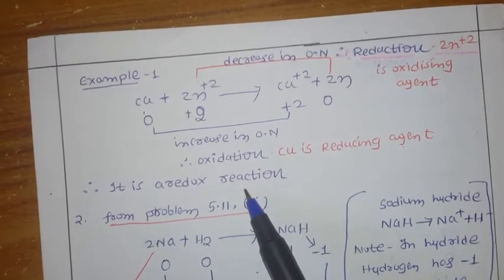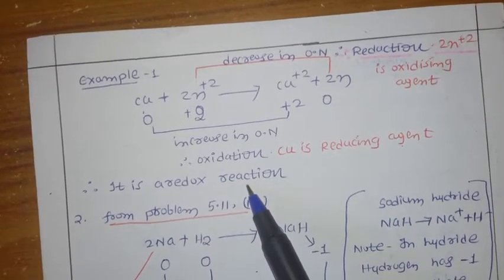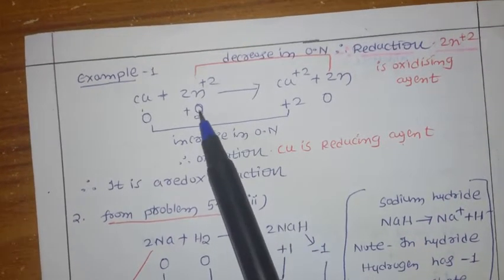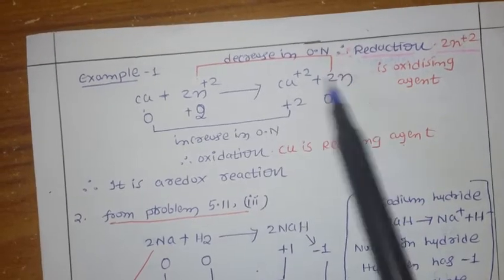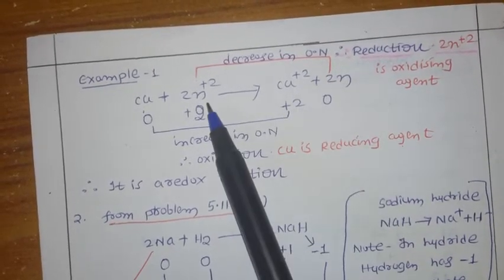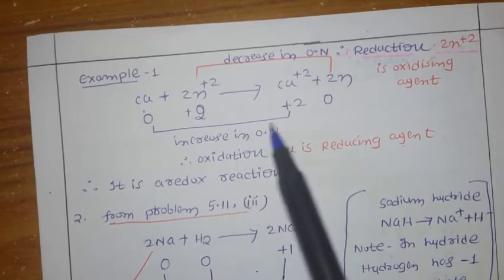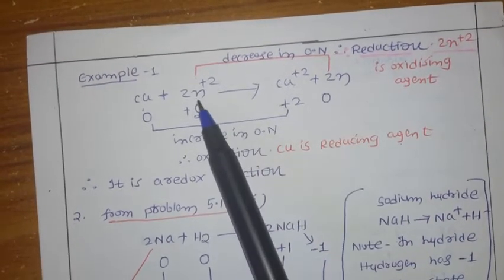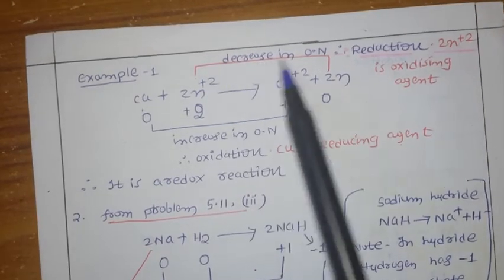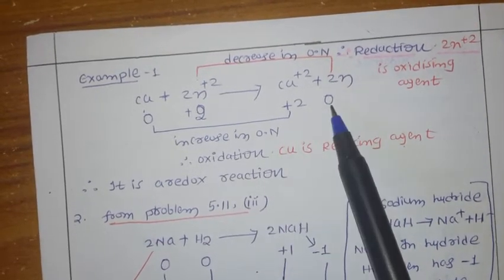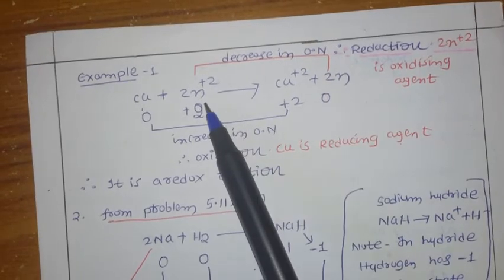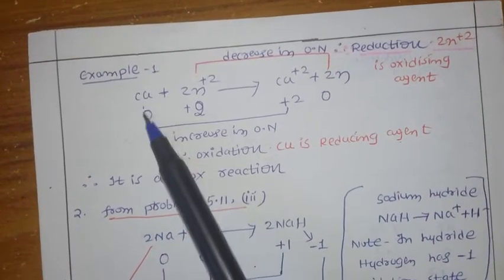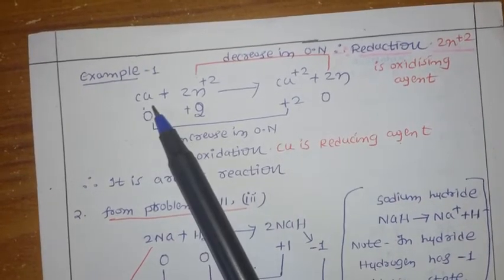Now in a redox reaction, you have to find out which is the oxidizing agent and which is the reducing agent. The species which undergoes reduction is called the oxidizing agent. The species which undergoes oxidation is called the reducing agent. In this reaction, Zn2+ is converted into zinc, that is +2 converted into 0. This is a reduction, so Zn2+ is the oxidizing agent. Copper undergoes oxidation, so copper is the reducing agent.